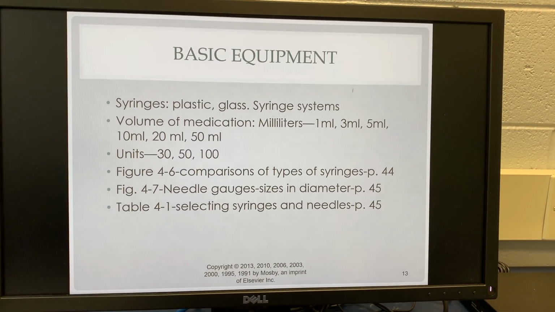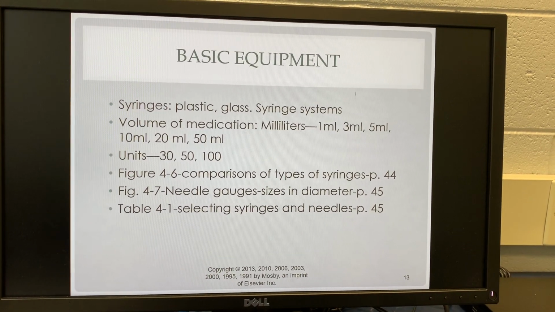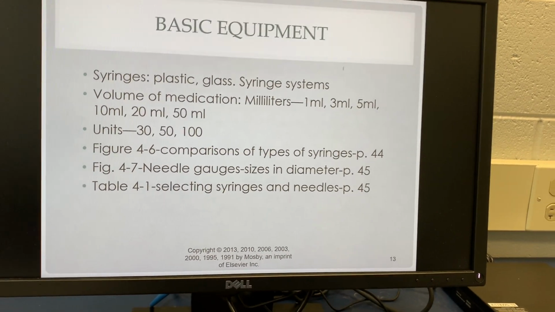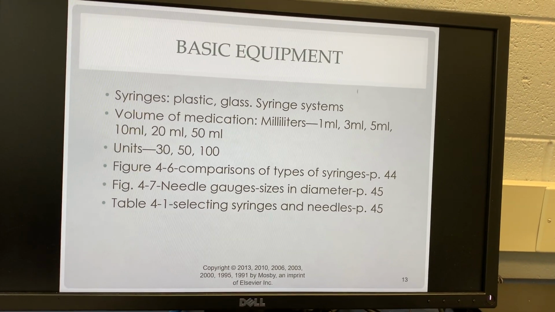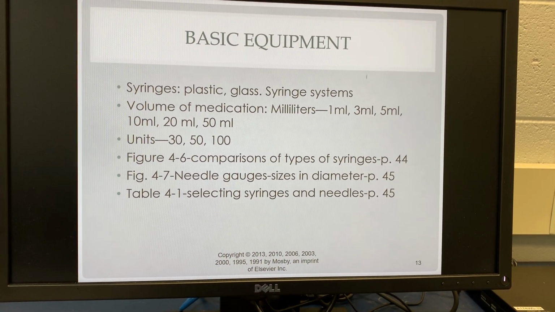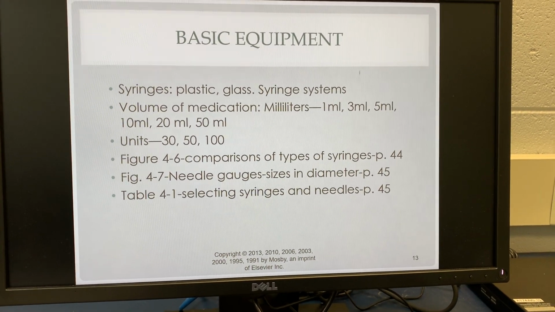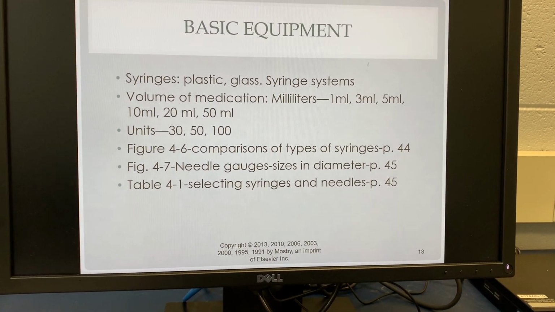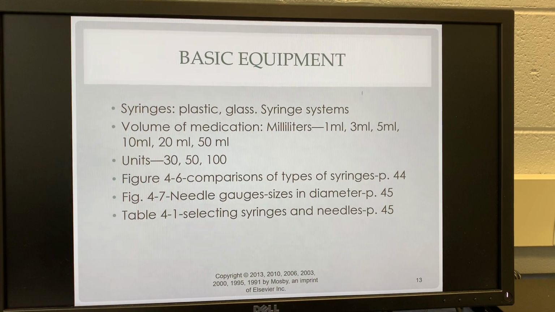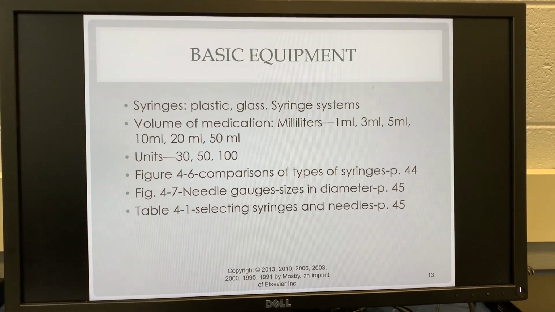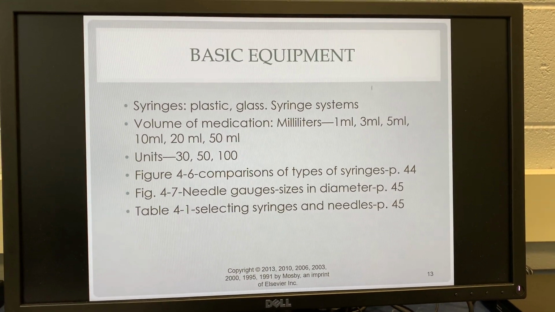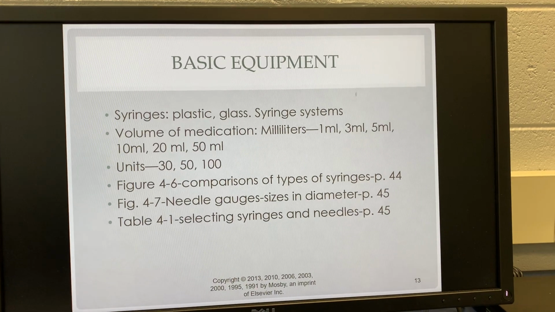They're going to come in all sizes, from 1 milliliter, which they call a TB syringe, many times used for intradermal injections, but sometimes for sub-Q. 3 milliliter, which is the common size used for IM injections, 5, 10, 20, 50. Generally for checking your tube feeding and administering meds, you're going to have a syringe that's like 50 or 60 milliliters. For diabetic meds, we've got unit syringes, usually 30, 50, and 100, although I have seen smaller.